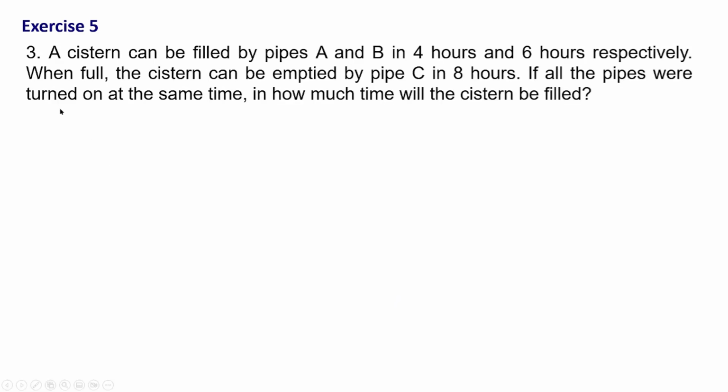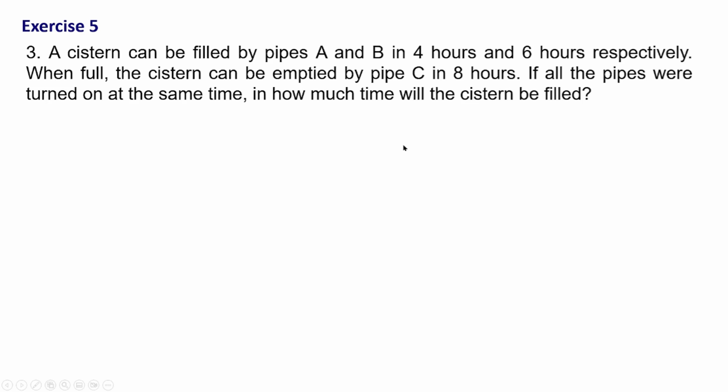Moving on to the next question. A cistern can be filled by pipes A and B in 4 hours and 6 hours respectively. When full, the cistern can be emptied by pipe C in 8 hours. If all the pipes were turned on at the same time, in how much time will the cistern be filled?